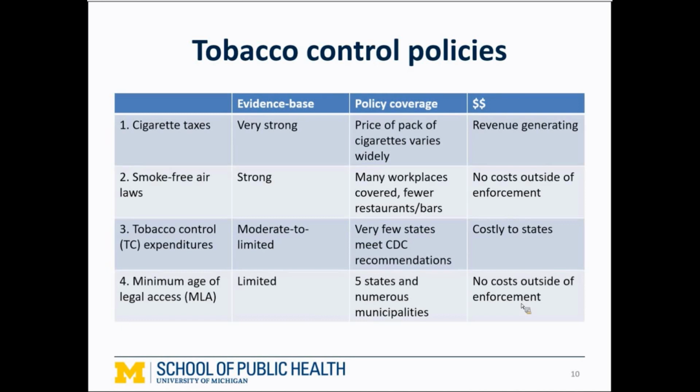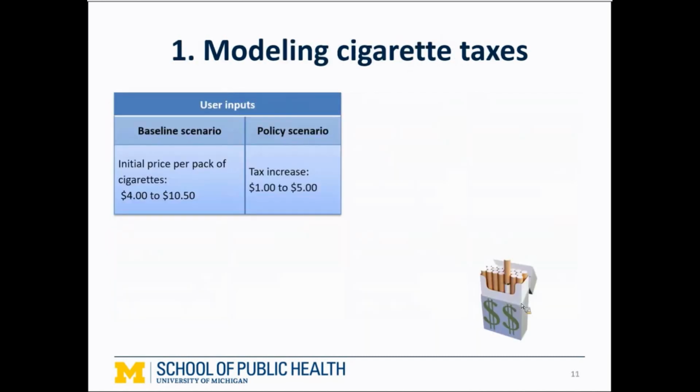Now I'll describe how we parameterize each of the policies for the model and outline some of the key modeling assumptions, starting with cigarette taxes. So for taxes, the model requires two pieces of information from the user. The first is the initial price per pack of cigarettes in that state or region, ranging from $4 to $10.50. The second is the amount of the tax increase, ranging from $1 to $5.